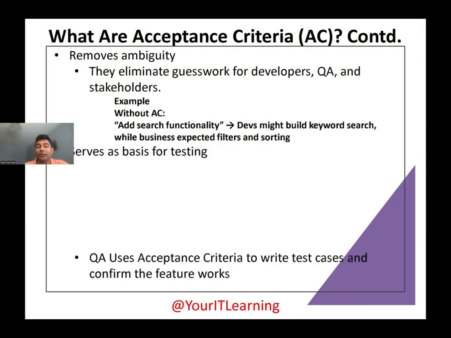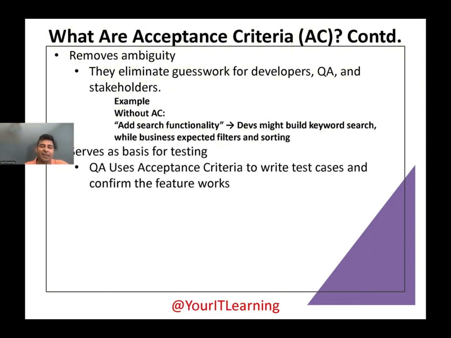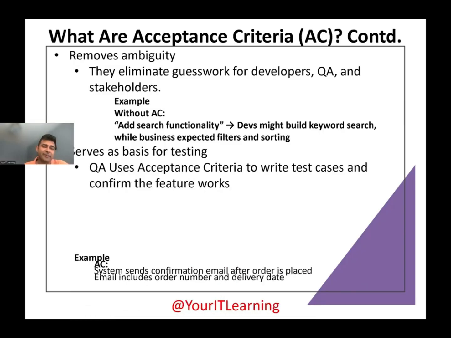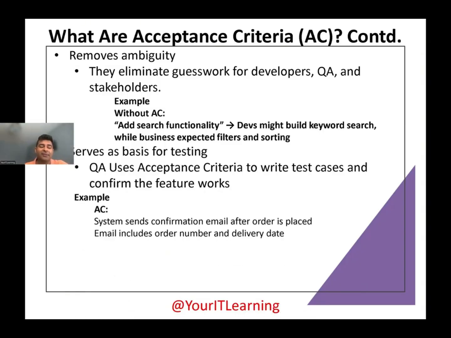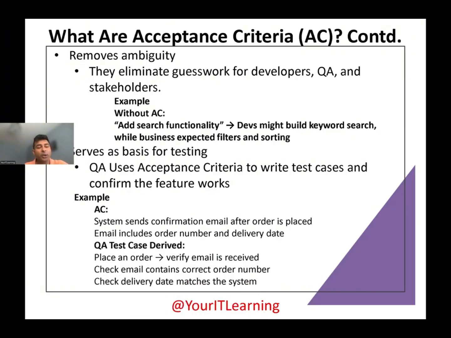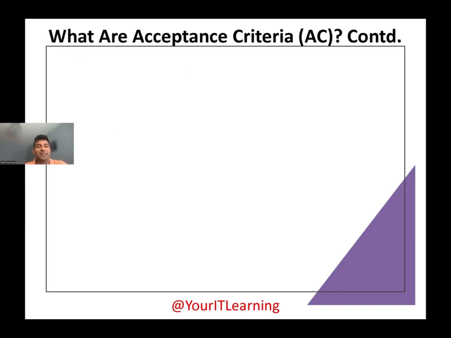Serves as basis of testing. QA uses acceptance criteria to write test cases and confirms the feature works. For example, the acceptance criteria will be: system sends confirmation email after order is placed. Email includes order number and delivery date. So the QA is going to write the test case out of this, saying place an order, verify email is received, check email contains correct order number, check delivery date matches the system.